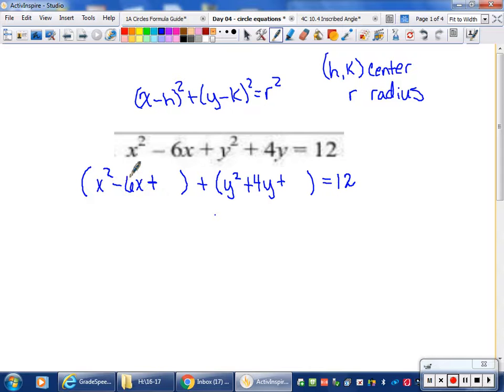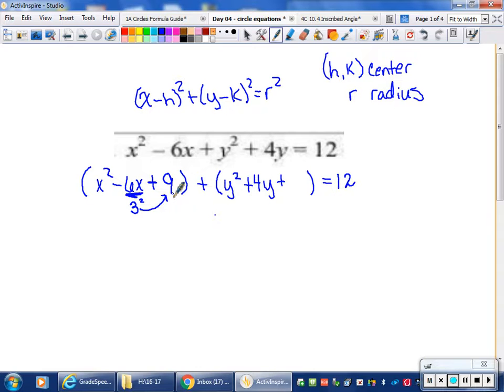You look at just the number of the second term and you think, what number plus itself would give you this number? For instance, on my x variables, I have 6. What number plus itself would give me 6? Well, that's easy. That's 3. Okay? So then you take that 3 and you square it, and you put that as your third term in your trinomial.